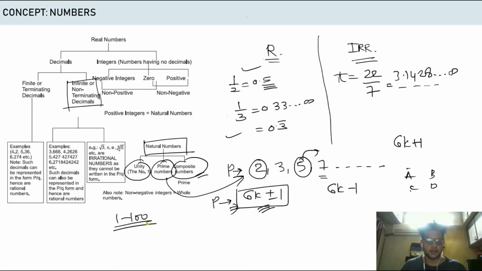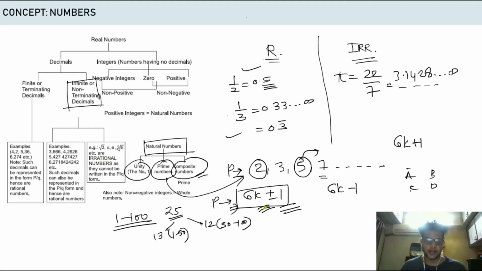Also, there was a question in CET asking how many prime numbers are there between 1 to 100. Those who knew the answer got it easily, but those who did not know had to literally calculate the number of prime numbers. So just for your reference, there are 25 prime numbers between 1 to 100. Out of that, 13 are in 1 to 50 and 12 are between 50 to 100.